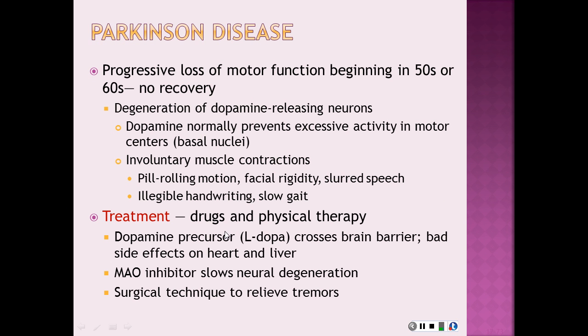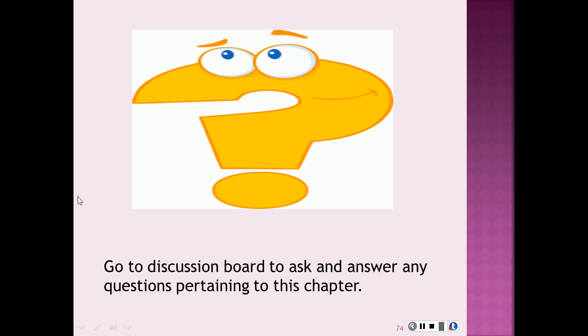The types of treatments they use are drugs and physical therapy. They use L-dopa, a dopamine precursor, which crosses the blood-brain barrier. Now, bad side effects, unfortunately, affect the liver and the heart, just like most of the drugs out there nowadays. They are going to affect the liver and sometimes the kidneys. Now, surgical techniques are used to relieve any type of tremors.